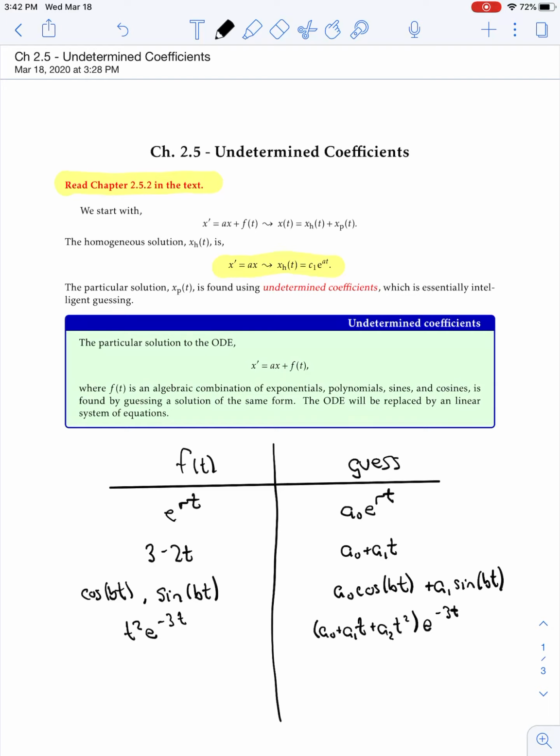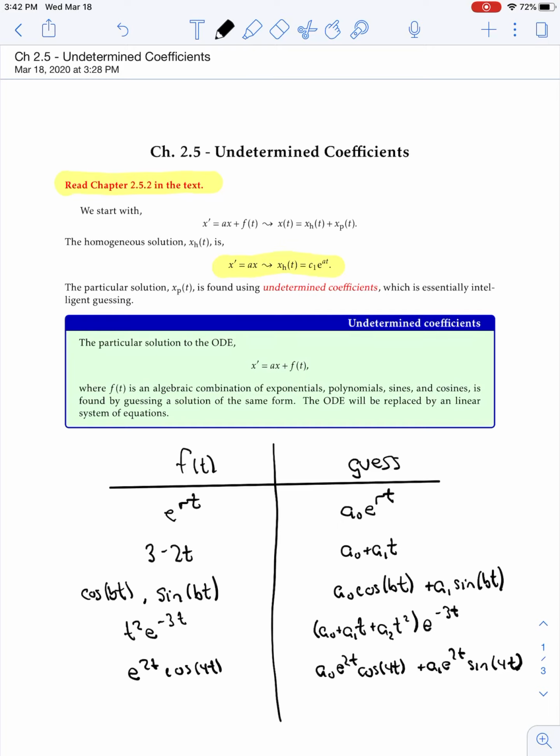And if I saw a function that looked like e to the 2t cosine of 4t, then I would guess the same thing. But if I see a cosine, I would guess a cosine and a sine. So I would guess an a naught e to the 2t cosine of 4t and an a1 e to the 2t sine of 4t. So in both cases, I see an exponential, I guess the exponential. I see a cosine, I guess both cosine and sine. And so these are the kinds of things we'll be looking at.